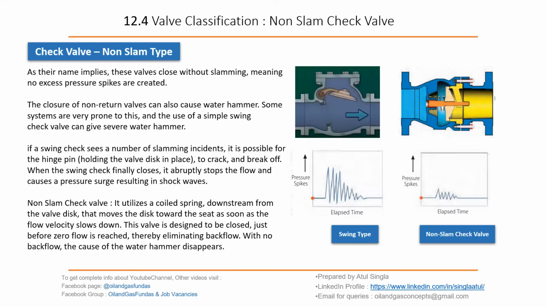If you see, the pressure spikes and waves are very small if you compare with the swing type, and here in the non-slam check valve this is the difference. The shock wave is very small and it disappears very fast. So this way the non-slam check valve is different from the swing type check valve.